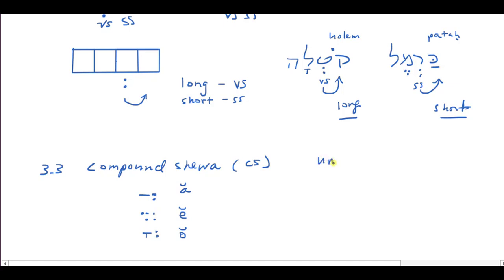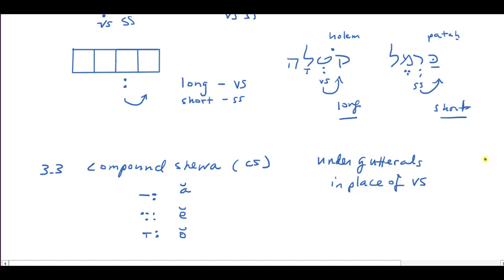Okay, so when will you see these compound shavas? You will see them under gutturals. Okay, you will see them under gutturals in place of a vocal shava. So there are times when a guttural ought to have a vocal shava under it, but Hebrew does not allow a guttural to have a vocal shava, and instead a compound shava will have to replace that vocal shava.